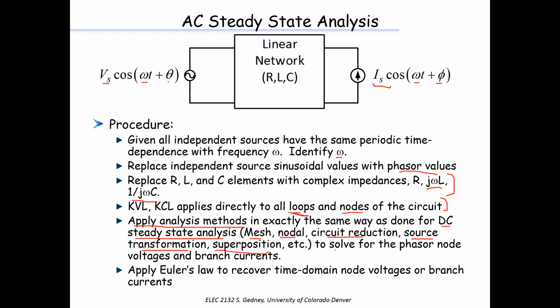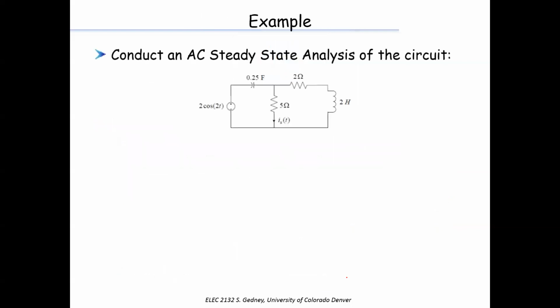Once I set up my problem, I just solve for the phasor node voltages or the phasor branch currents. At that point, I can just apply Euler's law to recover any time domain node voltages or branch currents that I want to recover. It's that simple. Okay, so let's look at some examples.